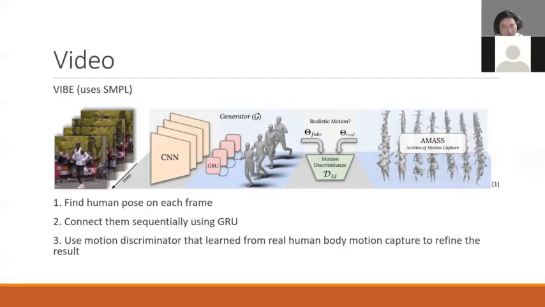model-based. After finding the human pose using the model-based 3D human pose estimation, it connects all of the results sequentially using a double layer of GRU, and then uses a discriminator that learned from real human motion capture data to discriminate whether the sequential result seems realistic or not. This process not only smooths out the motion of the result, but also adjusts the accuracy of the estimated pose in occlusion and self-collision.